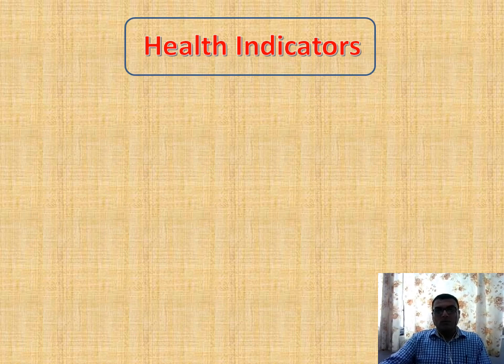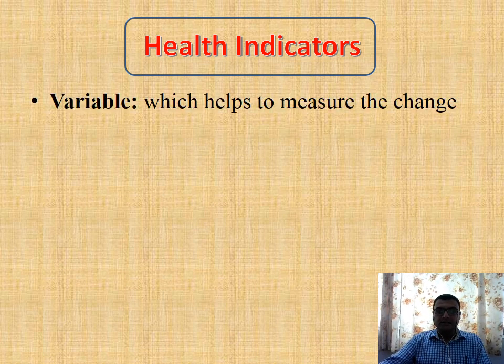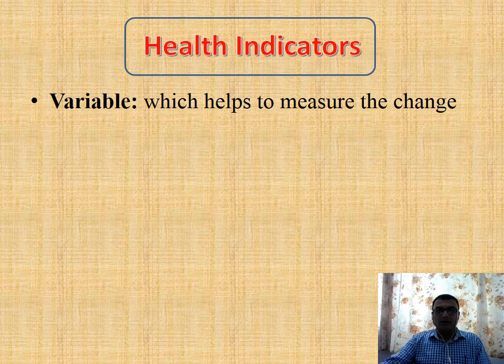So let's see what the features of health indicators are. Health indicators are variables. Variables means these are the things which help to measure change. When we use these measures or variables sequentially over a period of time, they can give us not only the status or the amount of change in a given situation, but also the direction or the speed of change, and also help to compare different areas or groups of people at the same moment of time.